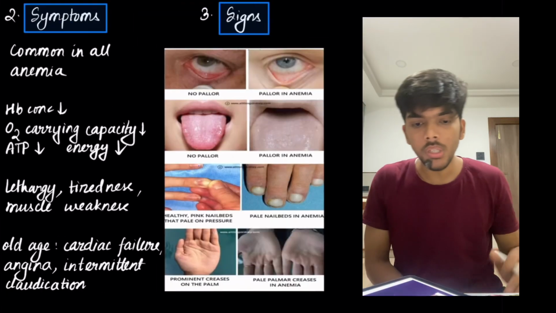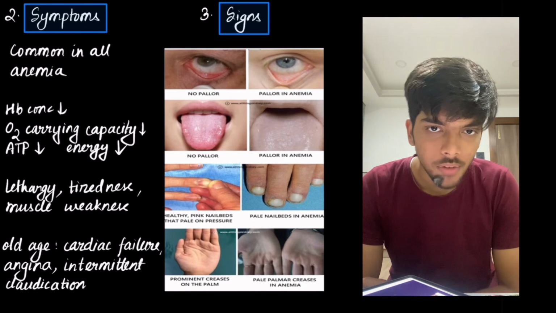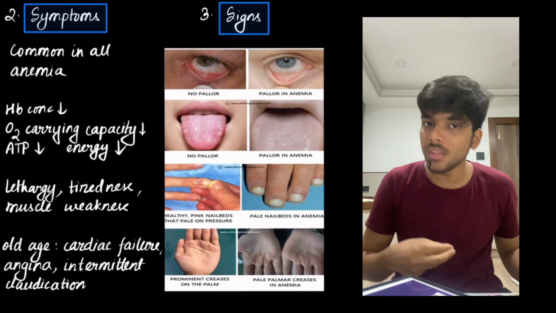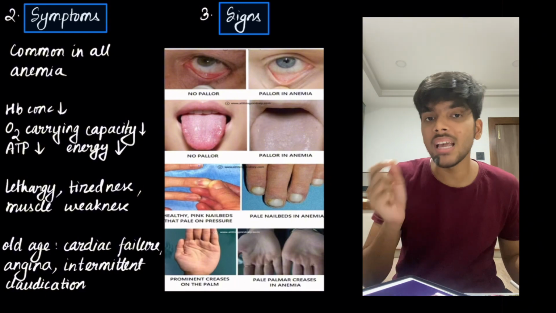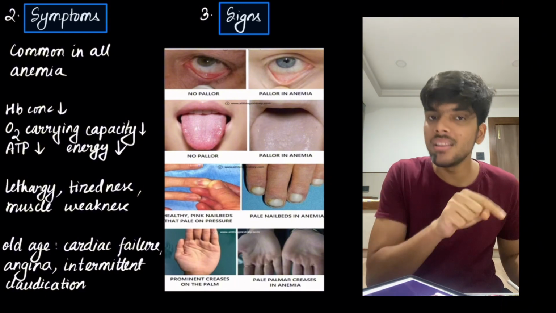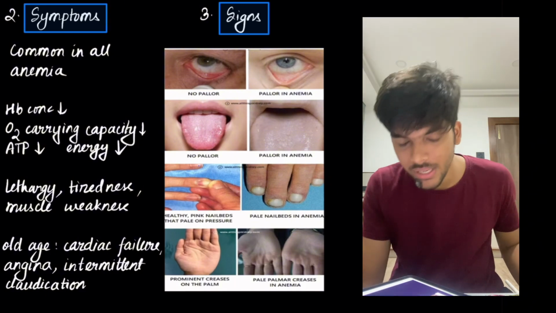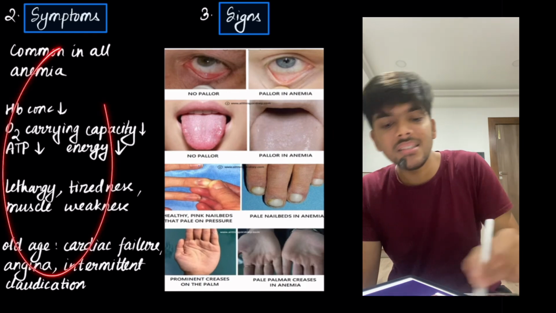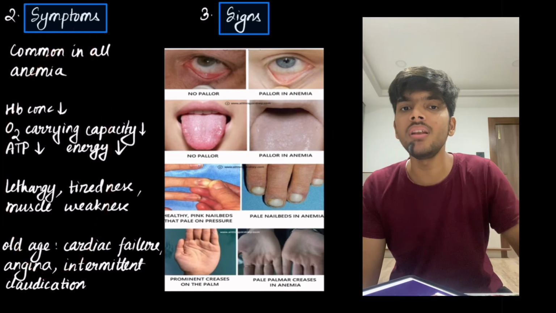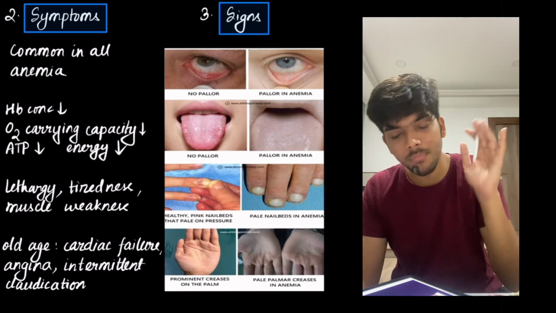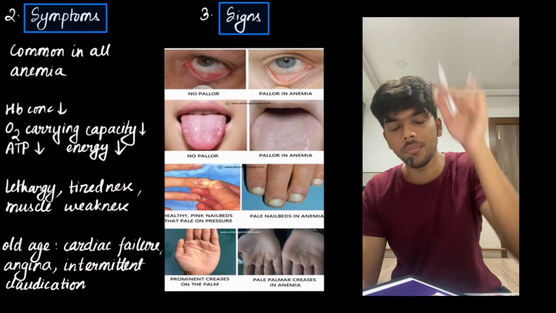Alright. Next, the symptoms and signs of anemia. Symptoms are what the patients complain of. Signs are what are seen by the doctor after examination of the patient. So these are the symptoms that are common or general in all types of anemia. So you can mention these symptoms in all types of anemia.